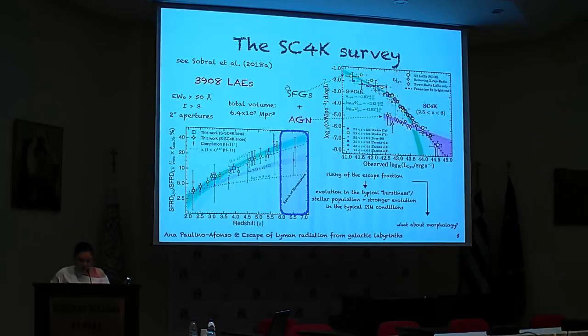So when you attempt to compute the escape fraction, we see a rise between these redshifts, and we extrapolate it to the epoch of reionization, and you see that most of the sources should be contributing to the ionization. Given this rise of the escape fraction, and given that we have star-forming galaxies and AGNs, you have maybe a typical starburst population with a very young stellar population and a strong evolution probably of the interstellar medium conditions. So this can boost the escape of Lyman alpha photons. However, we need to understand the sources better, and morphology is a key to understanding them as well.